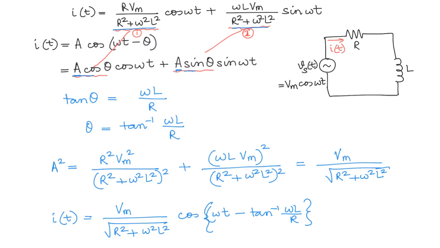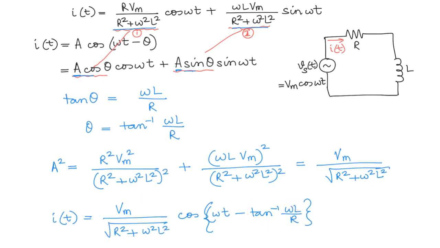Now let's make a few observations here. The first observation is that the input to our circuit, the voltage, was a sinusoidal signal, and the current in our circuit is also a sinusoidal signal, right? And the frequencies are the same. You expect that if a circuit is linear, then whatever the input frequency is, the output will also have the same frequency. In this case, the output is a current, right? What has changed is the amplitude, and what has changed is the phase.